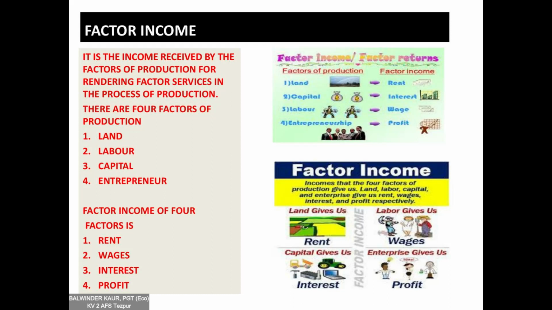So these four factors, when they work to produce anything, they get income. This income is called factor income. Land gets rent as a reward. Labor gets wages and salaries as reward. Capital gets interest as reward, and the entrepreneur gets profit as reward.